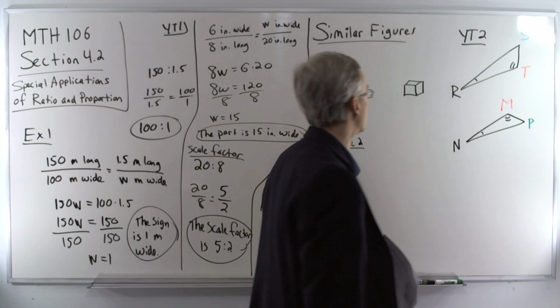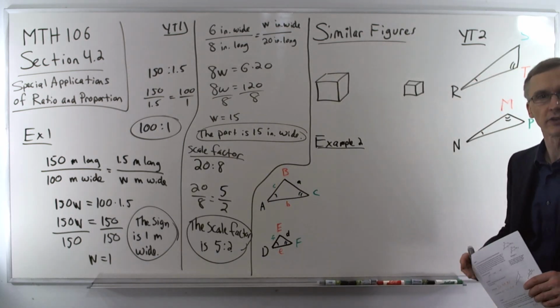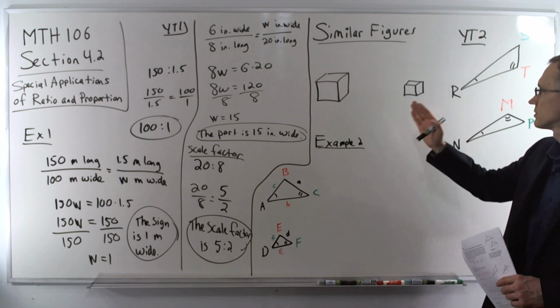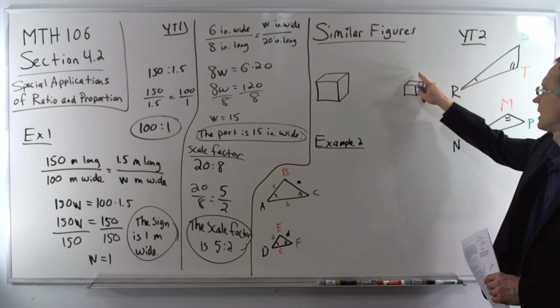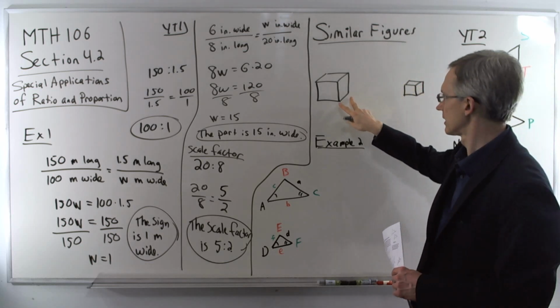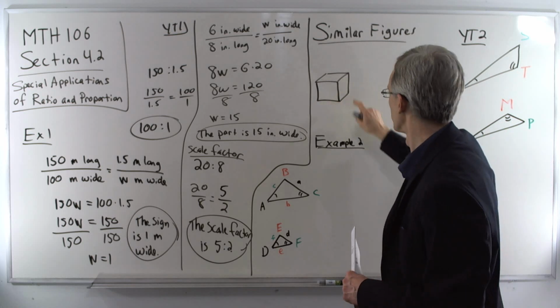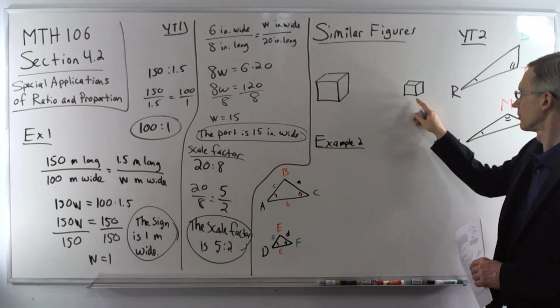Now we're going to discuss a concept from geometry. It's called similar figures. And similar figures are proportional, which means these three sides are in proportion with each other exactly the same way as these three sides are in proportion, or these three dimensions. So length, width, and height. Length, width, and height.